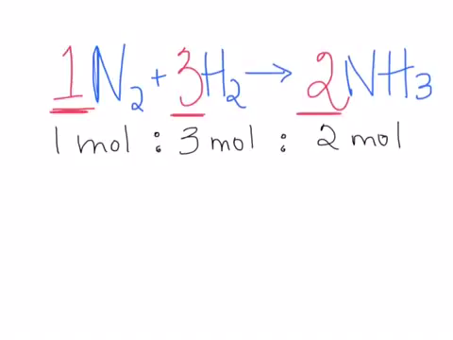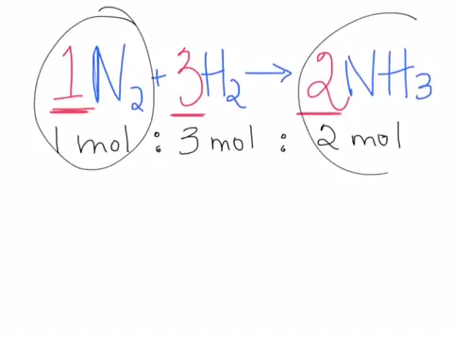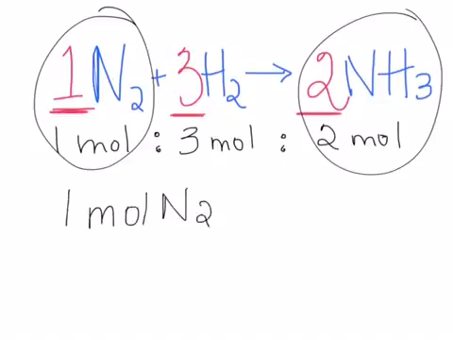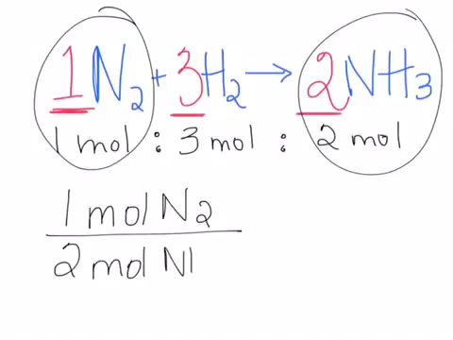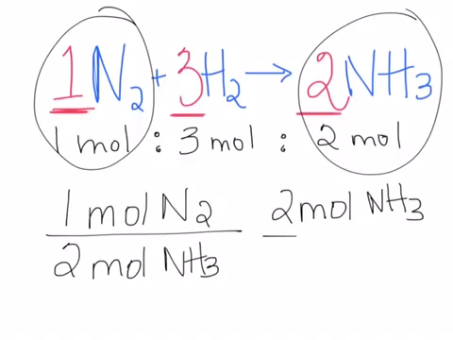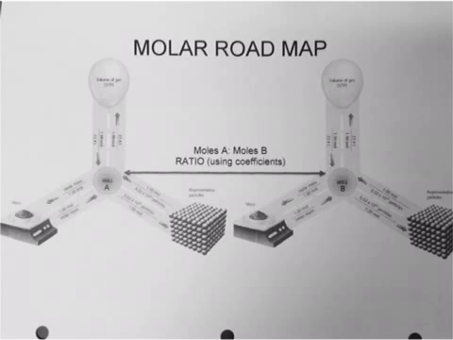So if we were comparing nitrogen to ammonia, the way we would set this up is either by saying there's 1 mole of nitrogen needed to create 2 moles of ammonia. Or you could flip it upside down and say to make 2 moles of ammonia, you need 1 mole of nitrogen. So these are our mole ratios.